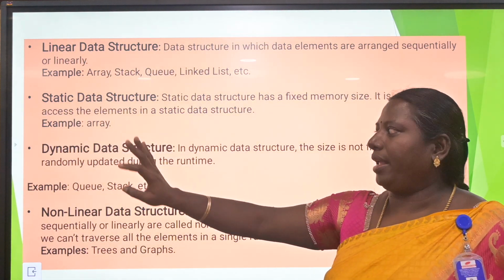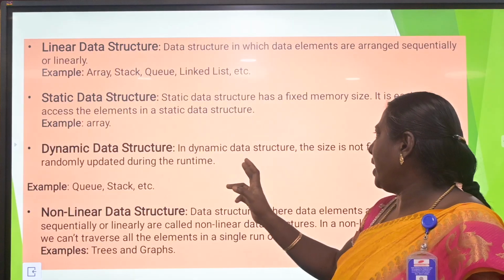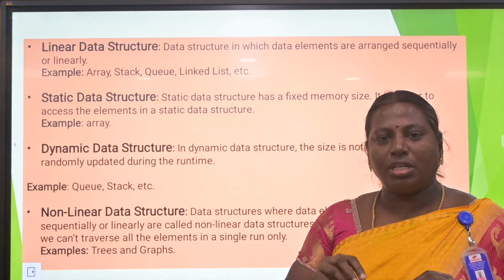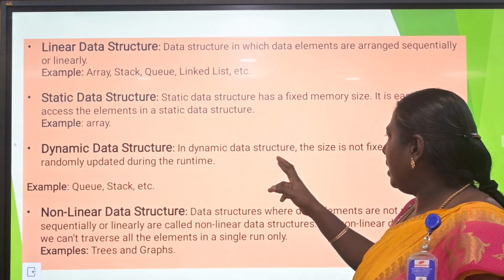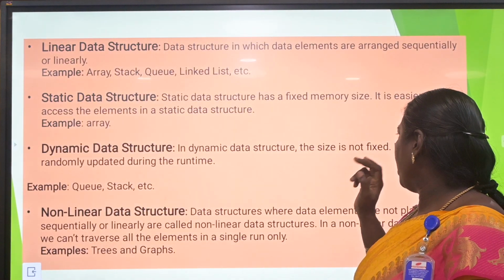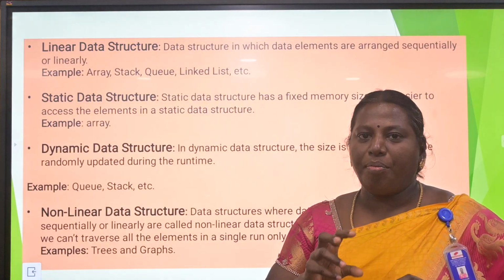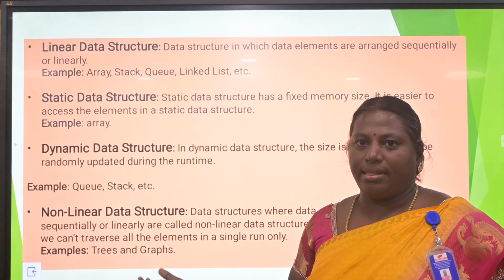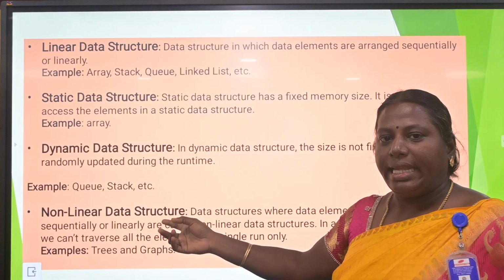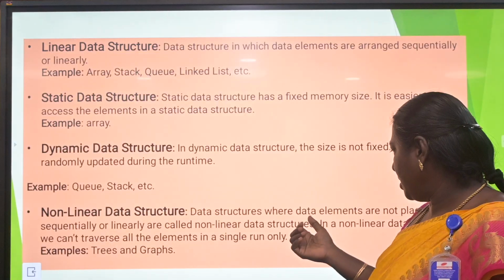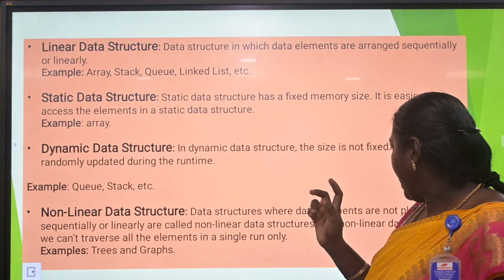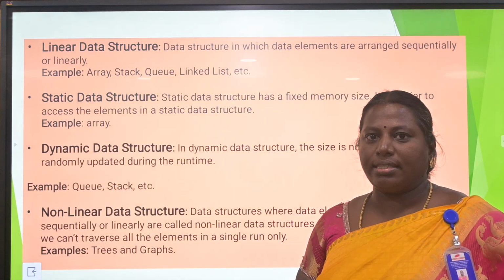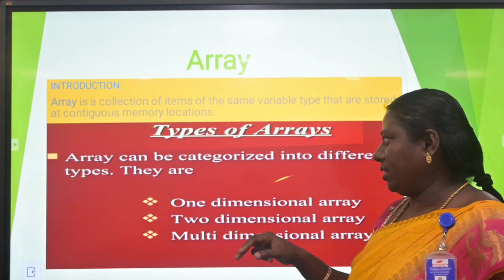For example, array. Then dynamic data structure. In a dynamic data structure, the size is not fixed. Dynamic means it is not a fixed one. It can be updated during runtime. For example, queue, stack and so on. Then non-linear data structure means the data elements are not placed sequentially or linearly. It is called a non-linear data structure.